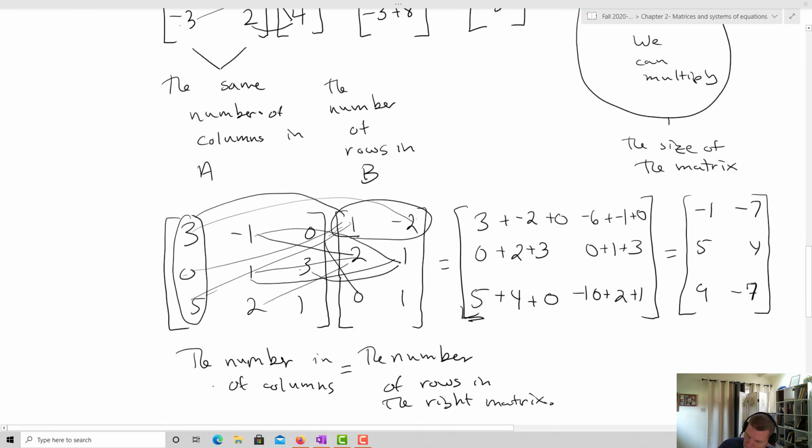The second example: we've got a 3 by 3 times a 3 by 2. These two are the same, which tells me that they can in fact multiply. And these two tell me the dimensions of the resulting matrix are 3 by 2.